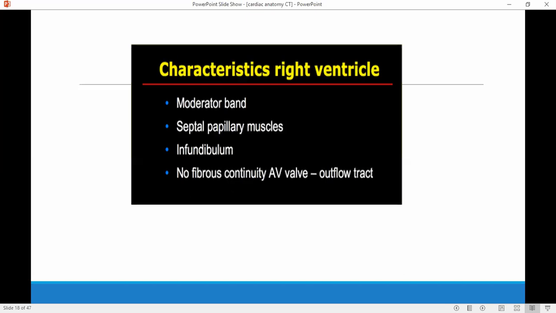The tricuspid valve is more near to the apex, not higher than the mitral valve.